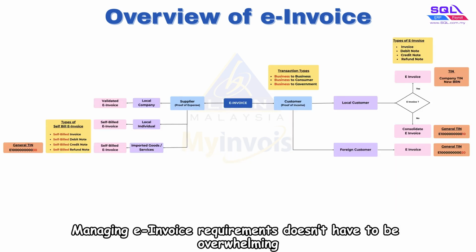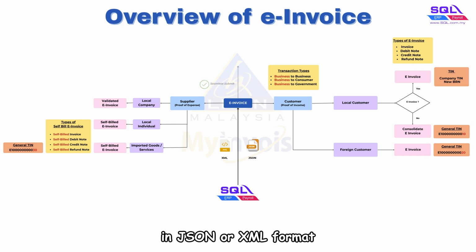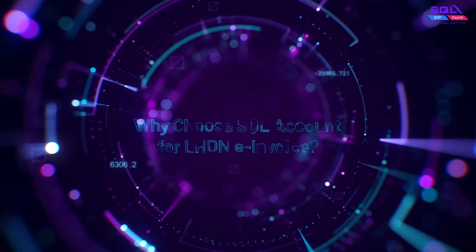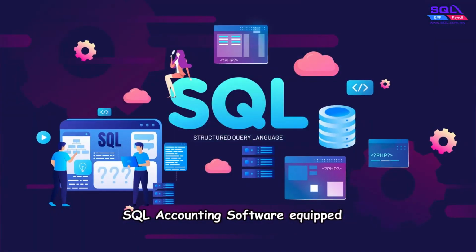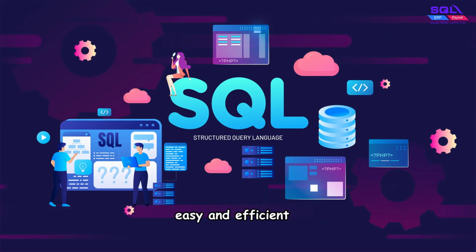Managing e-invoice requirements doesn't have to be overwhelming. With SQL accounting software, you can automatically generate e-invoice files in JSON or XML format. Seamlessly submit them to LHDN's cloud server. Why choose SQL account for LHDN e-invoice? SQL accounting software is equipped with 10 powerful e-invoice features that make compliance easy and efficient.